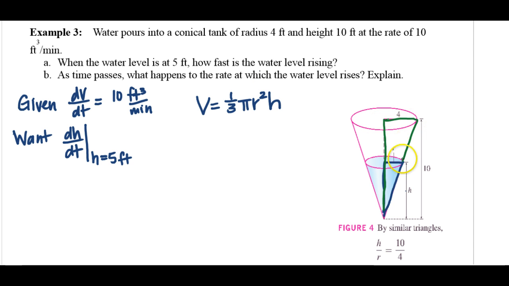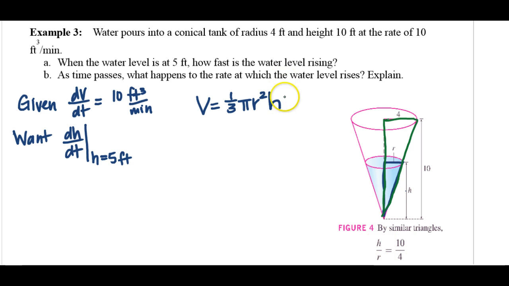Here's another one. By similar triangles, I have this relationship that h to r, so h over r, is equal to 10 over 4. So the height over the radius, and then the height over the radius again. So I have this relationship, h over r equals 10 over 4.